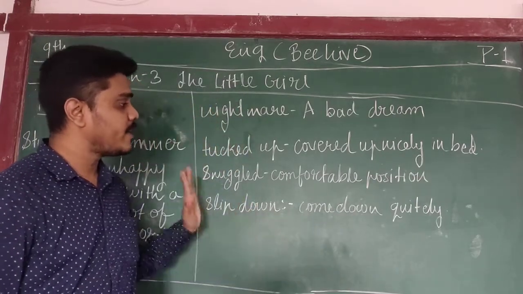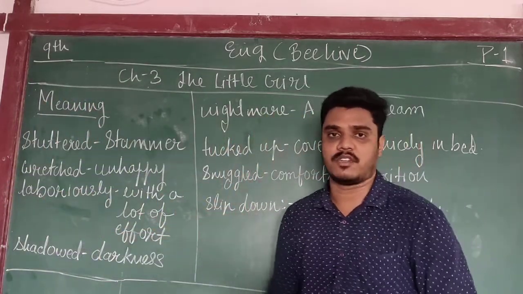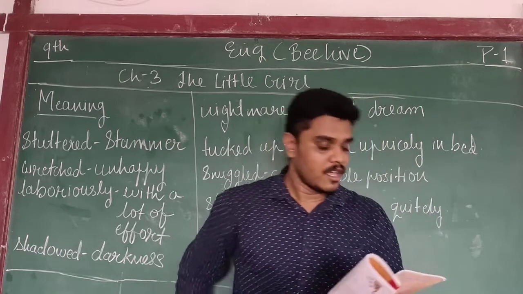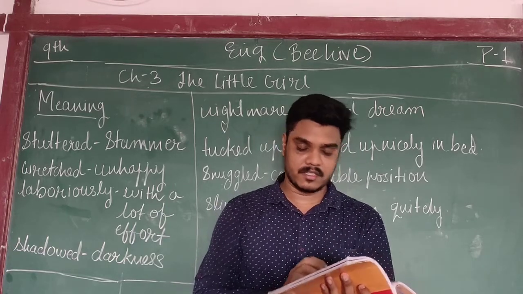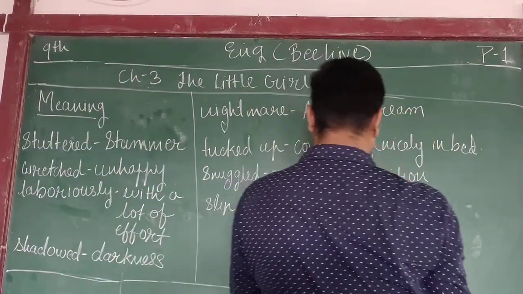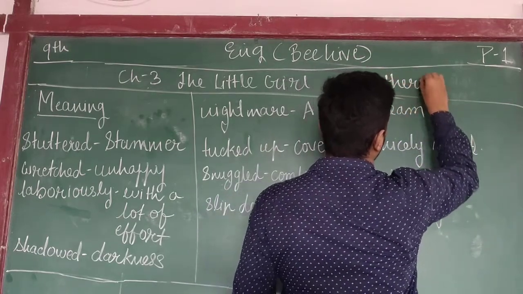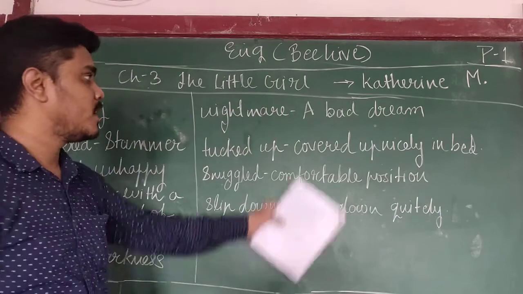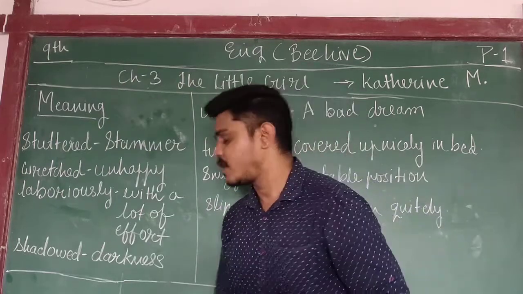These are the meanings. Now we will go through the chapter thoroughly, and when we come across any words, we will discuss that portion. Got it? Let's begin the session of The Little Girl. The writer of this chapter is Katherine Mansfield. Now let's start.